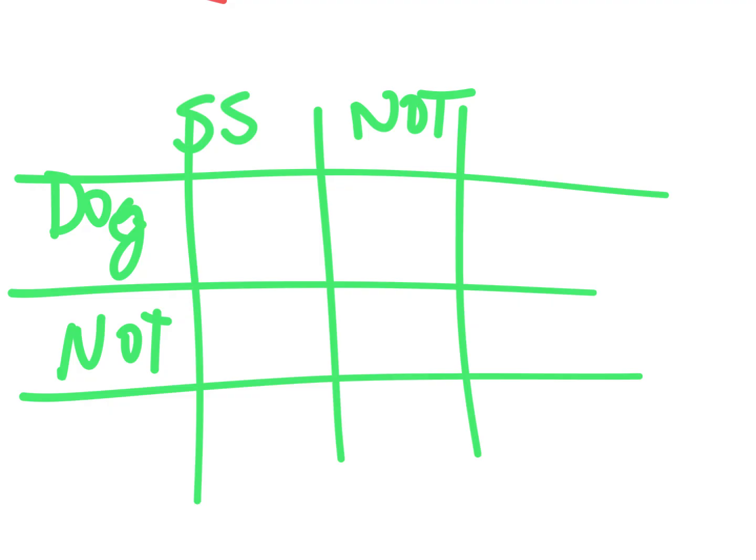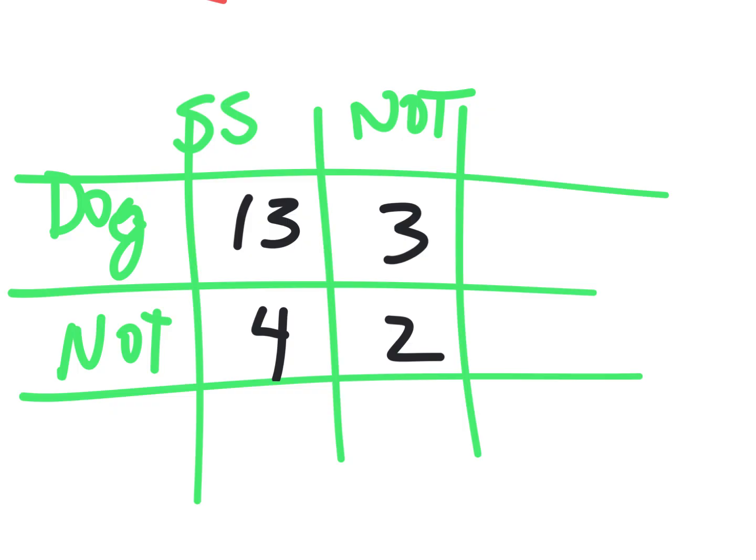1, 2, 3, 4, 5, 6, 7, 8, 9, 10, 11, 12, 13. Wow, that's a lot. It's almost half the class. How about you're not wearing a sweatshirt, but you have a dog? 1, 2, 3 of you. All right. Who has a sweatshirt on, but does not have a dog? 1, 2, 3, 4. And who does not have a sweatshirt and does not have a dog? 1, just 1, 2. There we go.